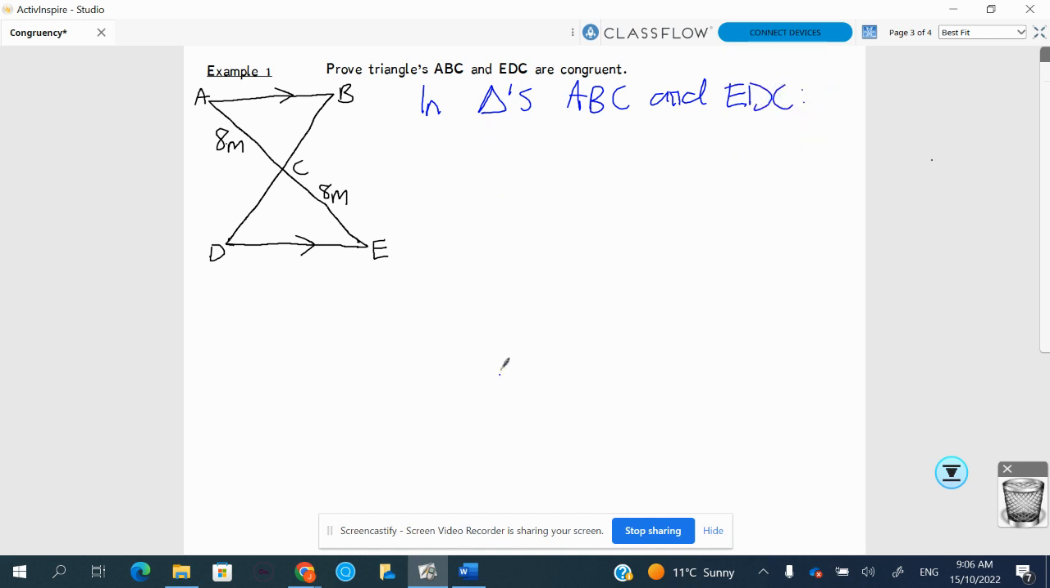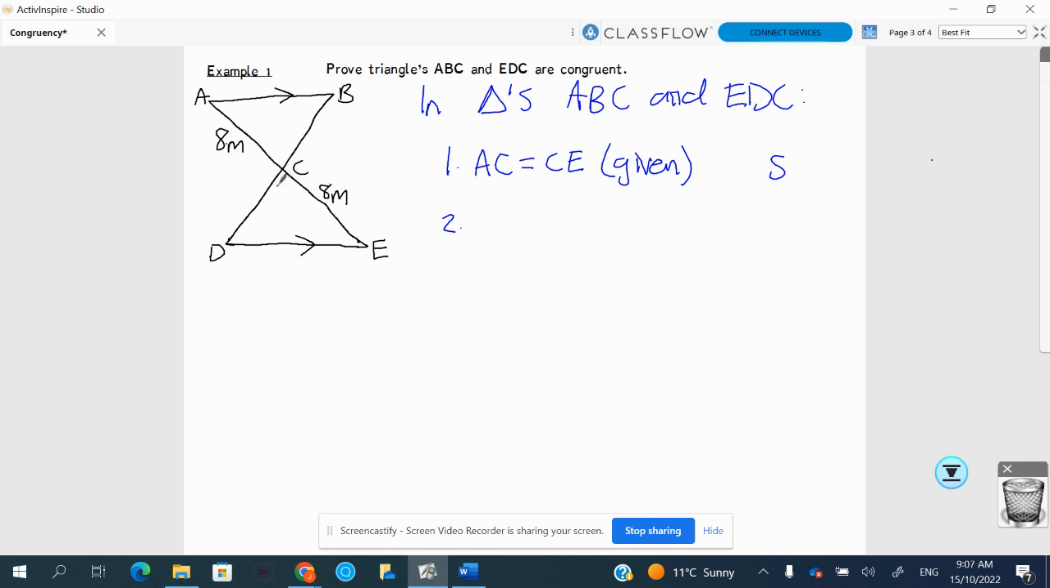Now, I'm going to write three statements down here and I'm going to number them to keep this really clear. Number one, this side, AC, is equal to this side, CE, and that's given because it says 8 meters both cases. So AC is equal to CE, and then in brackets, I'm going to say given. Okay, so that's S for side that we've got so far. What else can we say?